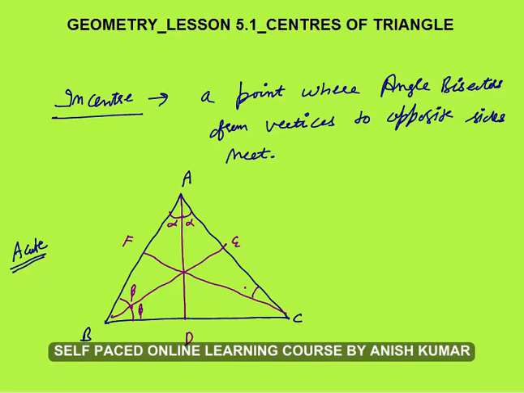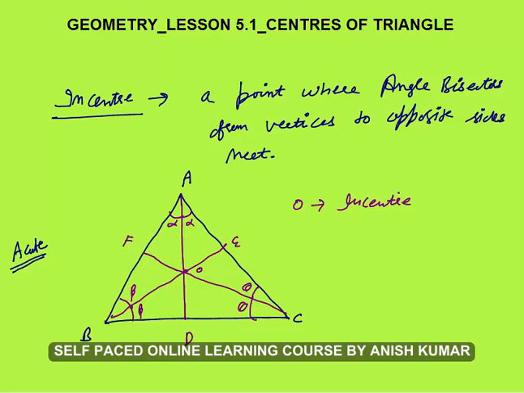This angle is theta, this angle is also theta. So these three angle bisectors, let's say, meet at the point O. This point O will be called the incentre. Now what is the property of the incentre?